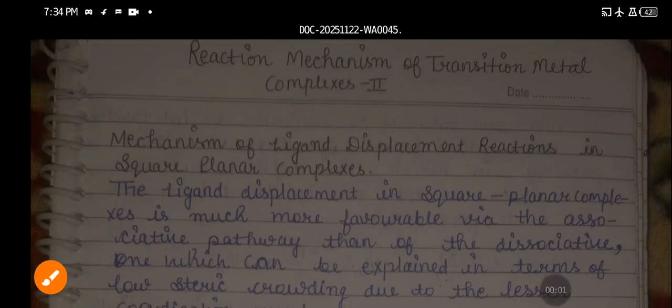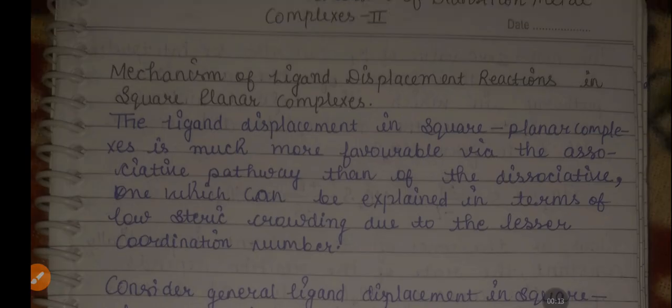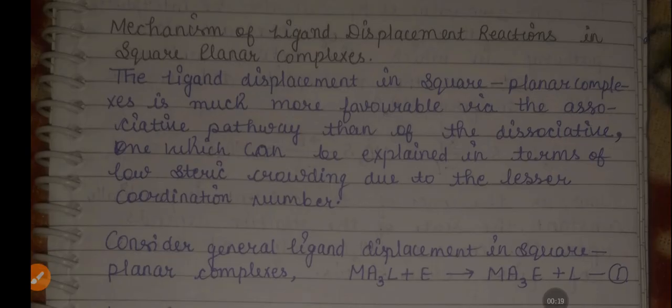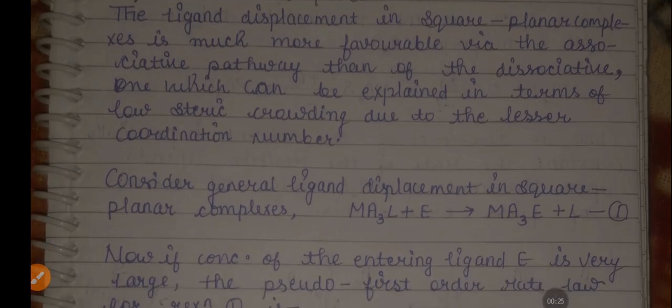Reaction mechanism of transition metal complexes: reaction mechanism of square planar complexes. Mechanism of ligand displacement reactions in square planar complexes. The ligand displacement in square planar complexes is much more favorable via the associative pathway than the dissociative one, which can be explained in terms of low steric crowding due to the lesser coordination number.